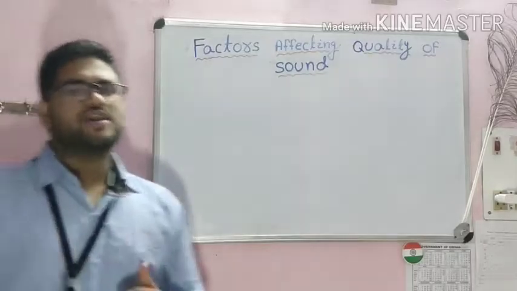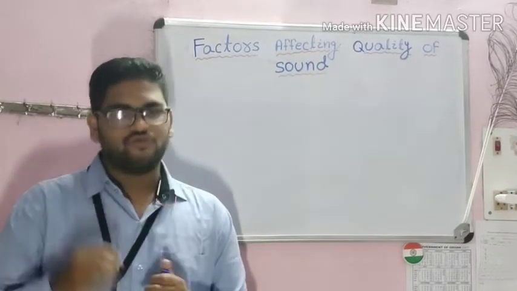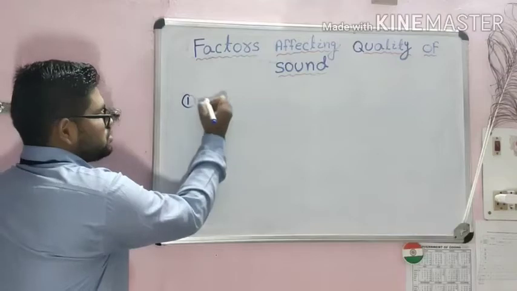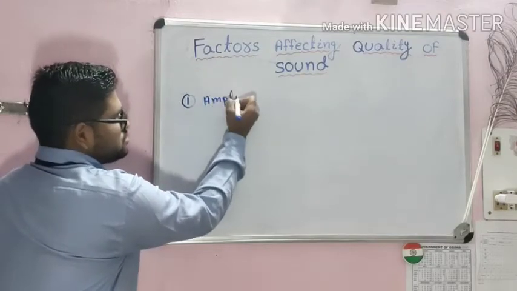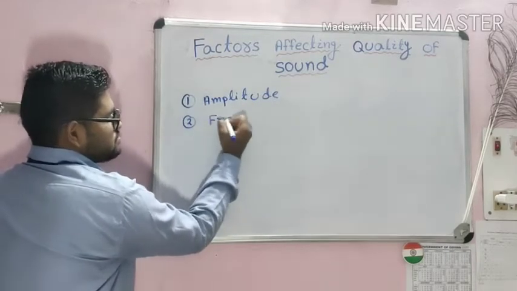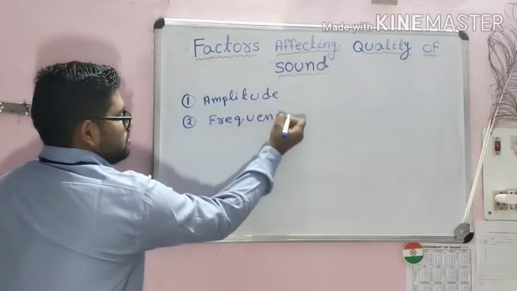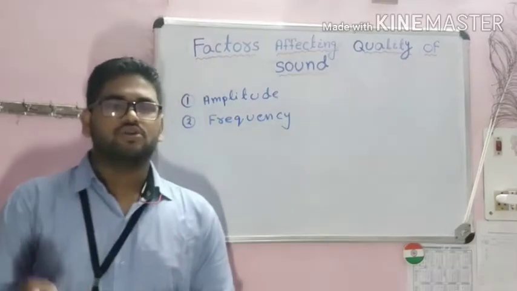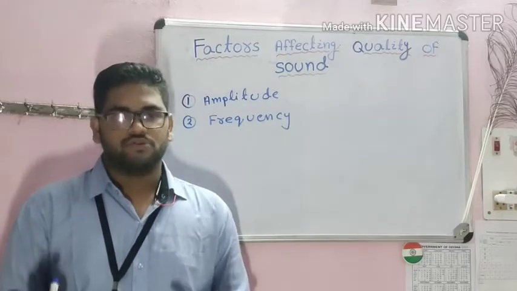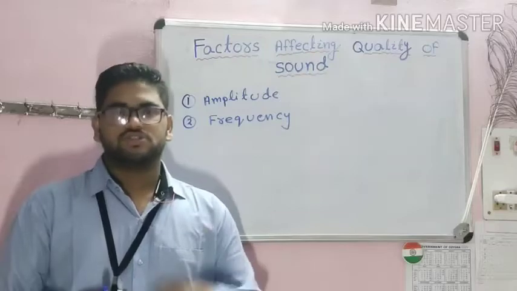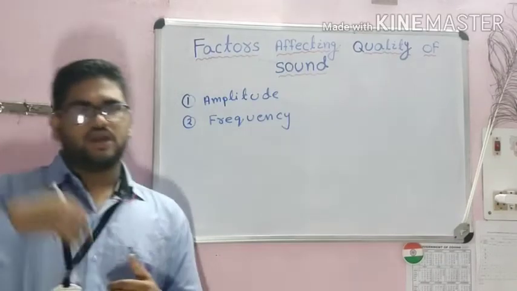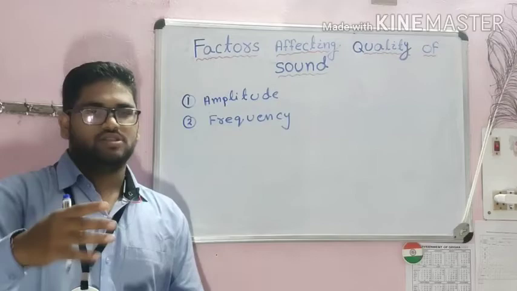The main two factors that will determine the quality of sound are: number one is your amplitude, and number two is your frequency. The frequency and amplitude of the sound will determine the shrillness or deepness or the loudness of the sound. Whether it is loud or not, whether it is shrill or not, will be determined by this amplitude and frequency. The frequency and pitch have a direct relation that we will learn in this video.